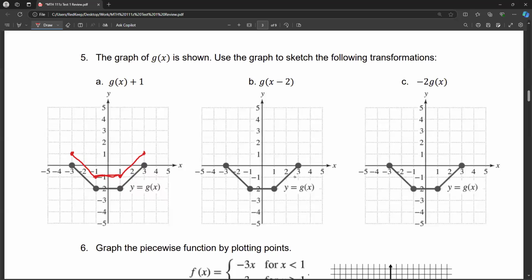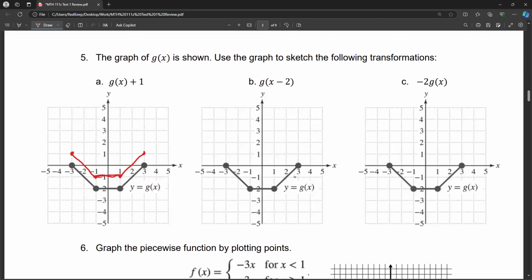Part B is a little bit different, right? We're subtracting 2 on the inside of the parentheses, right? So whatever the initial x value was, we're going to go ahead and take away 2 from that. You might remember from studying transformations, right, that it's going to have a horizontal shift rather than the vertical shift we saw in part A. Part B is describing a horizontal shift because it's happening on the inside of the parentheses.